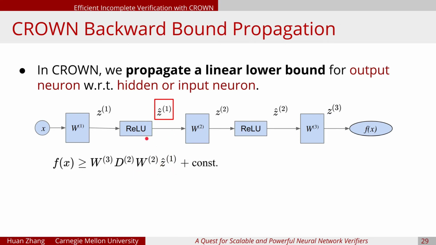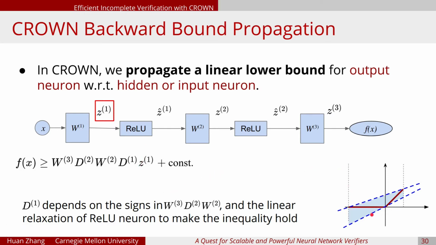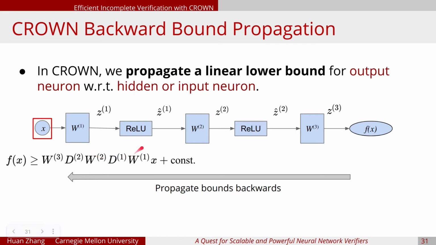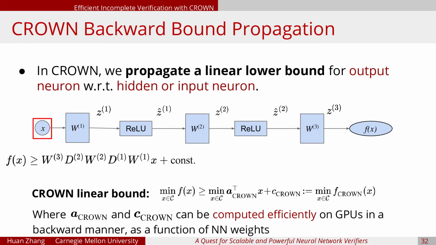And you have another ReLU function where you do the same kind of linear lower and upper bounds, and you find a D matrix based on the sign of everything before the matrix. You also use the linear relaxation of the ReLU function to get a linear lower bound of the neural net function with respect to z1. Finally, we reach the input layer, and what we eventually have is a linear lower bound of the output in terms of the input x. This lower bound can be computed in a very efficient bound propagation manner. We are propagating inequalities from the last layer to the first layer, in a similar manner as backpropagation, and it can be efficiently implemented on GPUs.